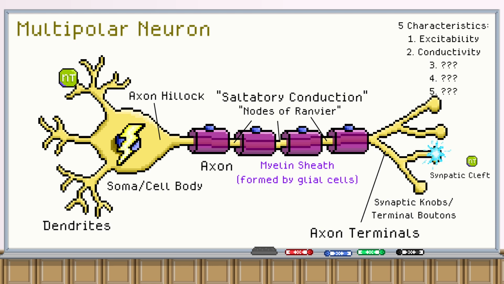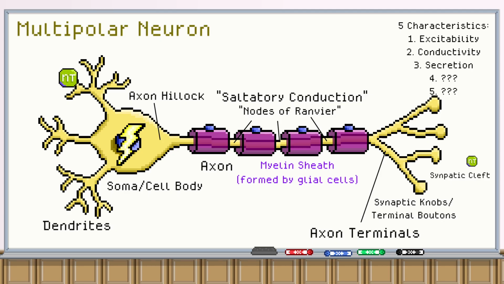And this brings us to our third characteristic of neurons, which is secretion. So thus far, all neurons are excitable, they can conduct a charge, and they can produce secretions. In this specific case of our motor neuron triggering our skeletal muscle contraction, the neurotransmitter that's secreted is acetylcholine.